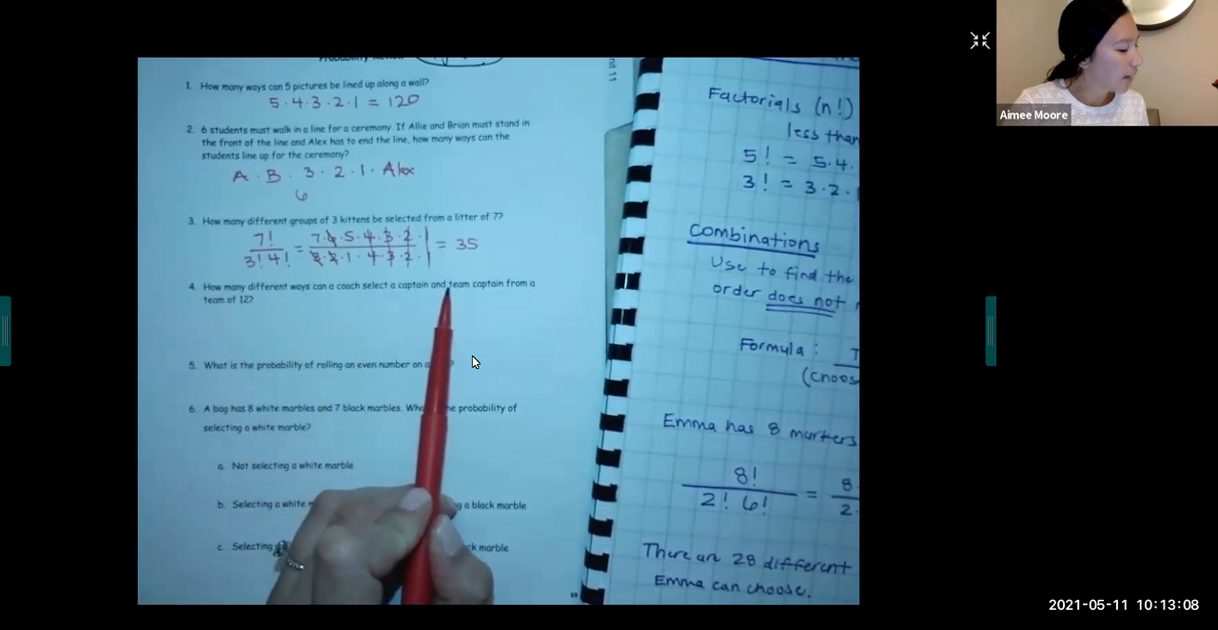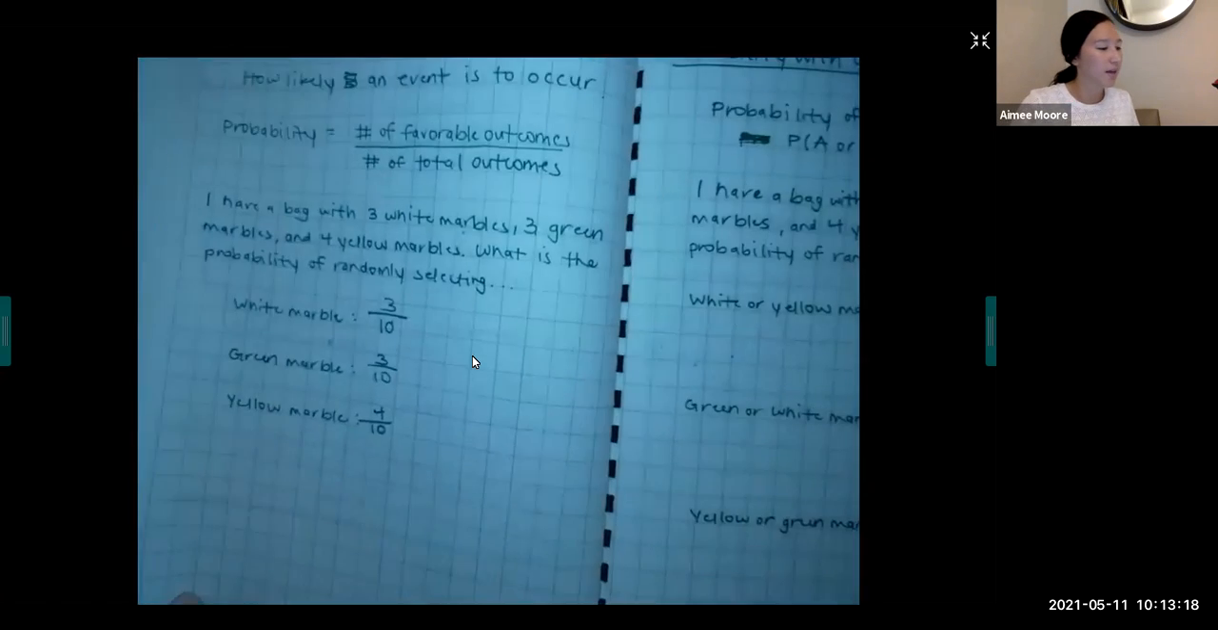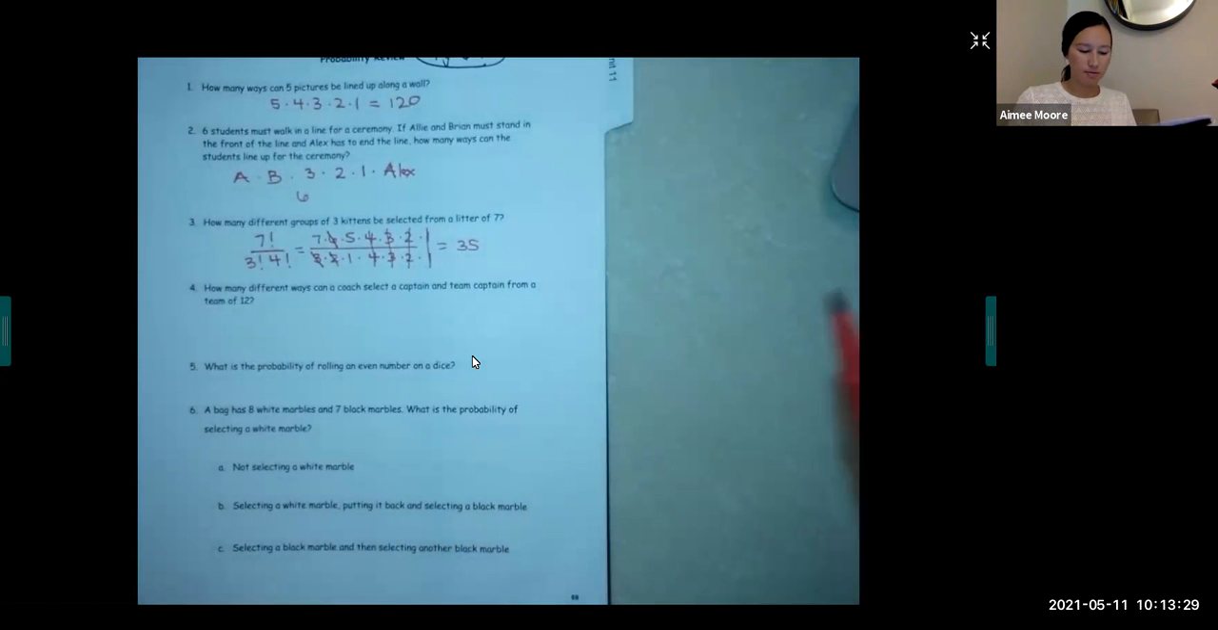Okay, then Jaden, for number 4, how many different ways can a coach select a captain and co-captain from a team of 12? So does the order matter in this situation? Yes, it does. So if order matters, then we know it is permutations. Where are my permutation notes? Did we not write them? I can't remember. So we just said though, if there's a captain, how many are there to choose from? And then how many are there to choose from for co-captain?